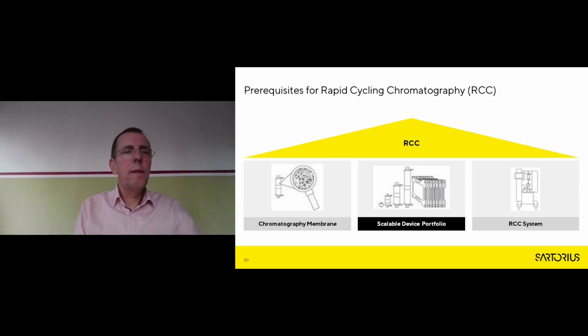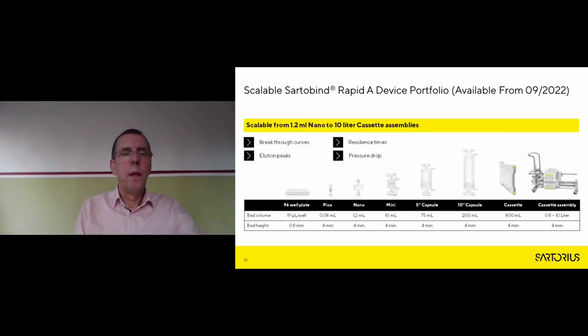Let us now have a look at the second pillar that enables rapid cycling chromatography, which is the device portfolio. We have integrated this new membrane in 2 different screening devices, namely 96 well plates as well as the Pico devices exhibiting 80 microliters of membrane, as well as into a scalable device portfolio from the 1.2 milliliter nano up to cassette assemblies for 10 or more liters. I want to point out the constant bed height over the entire range of scalable products.